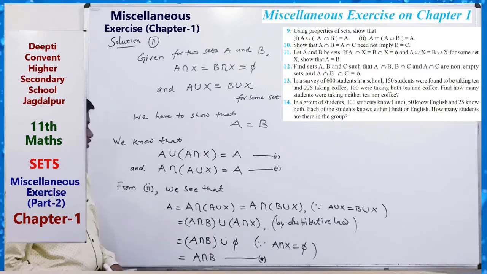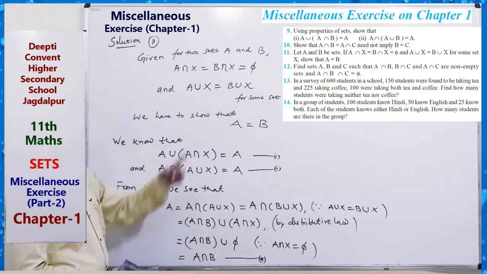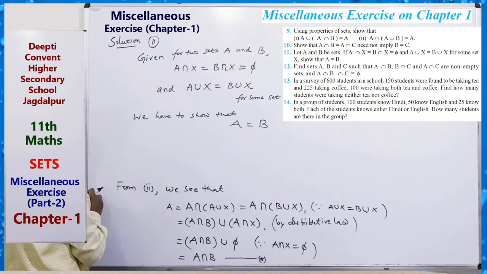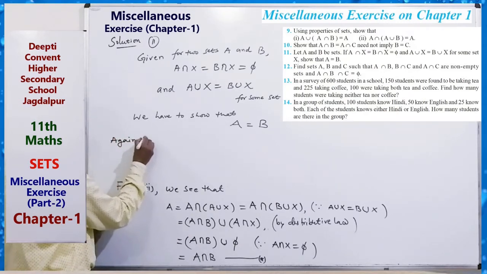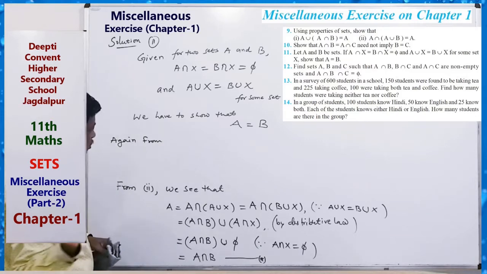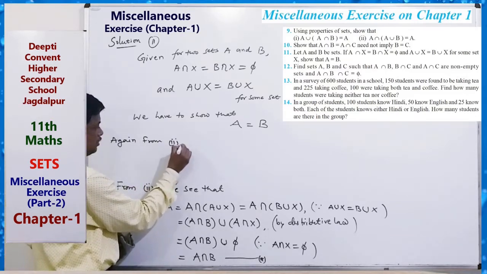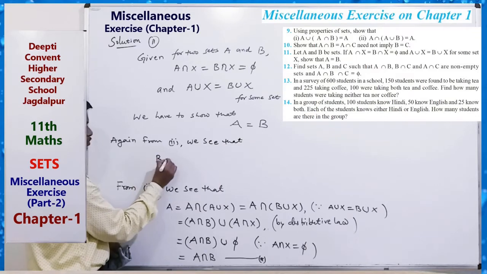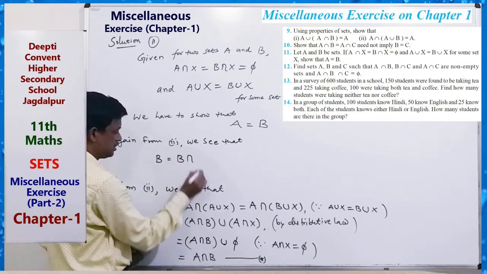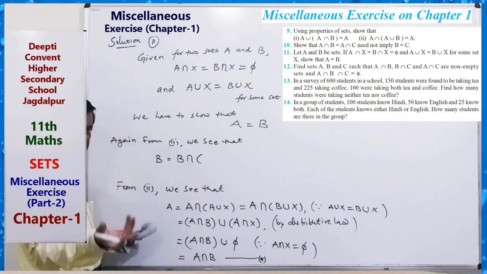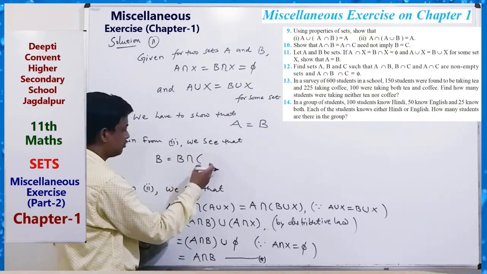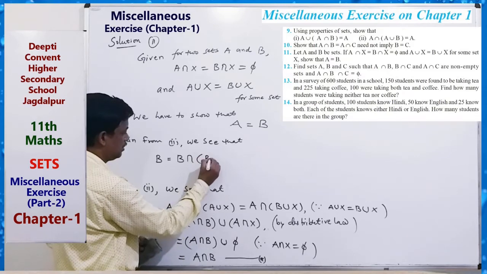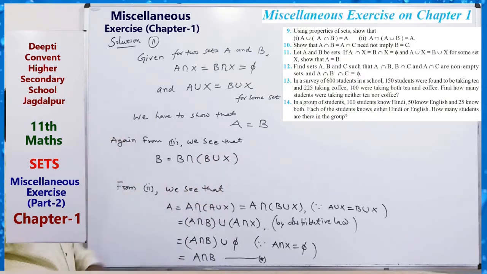Okay? Now again use this result for set B. Again from the second, we see that for B set we can also use that result: B equals B intersection (B union X). You can take any set here. You can also use this result.